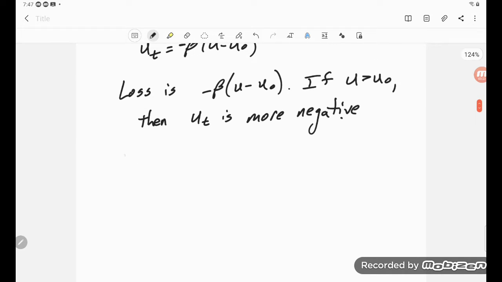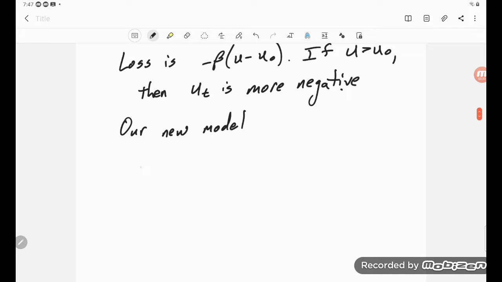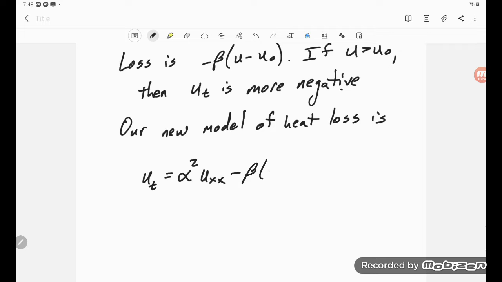And so our new model, this isn't the complete model, this is just the heat loss part. So I'll put heat loss is U sub T. Now we still have the diffusion part where the heat can move along the rod, but then minus beta times U minus U0. And here we're assuming that beta is greater than 0.